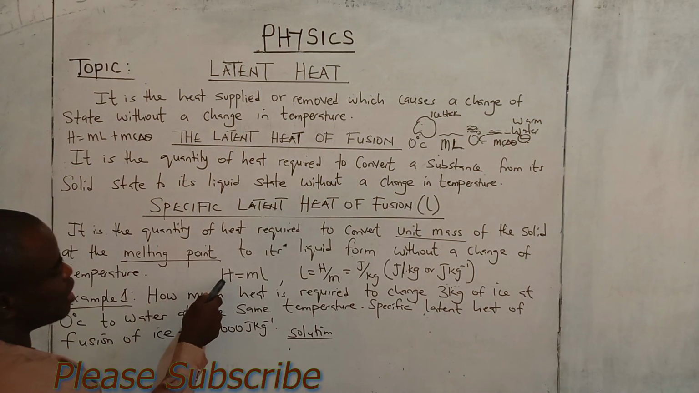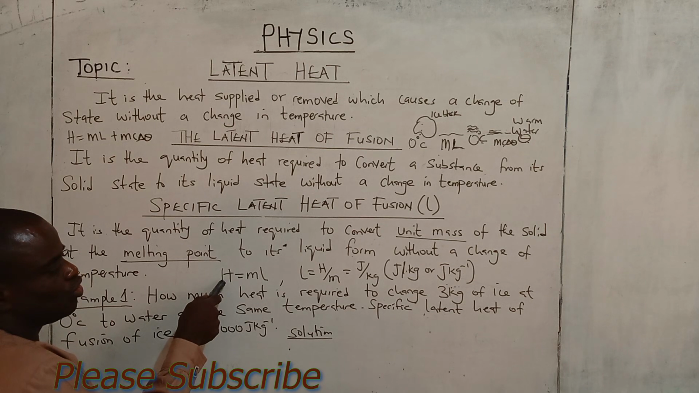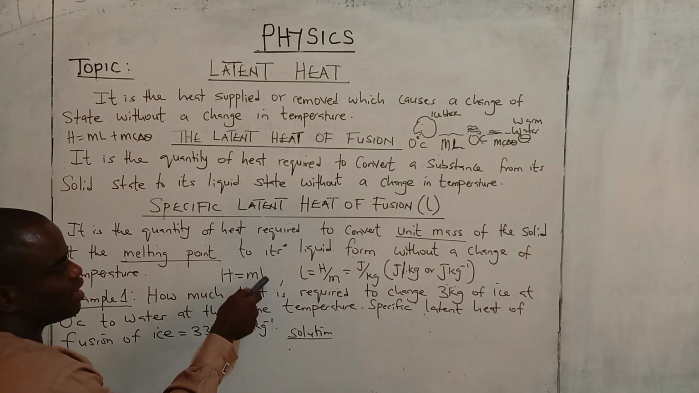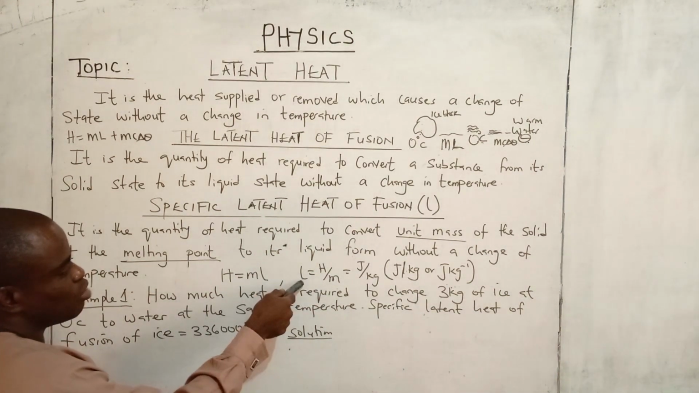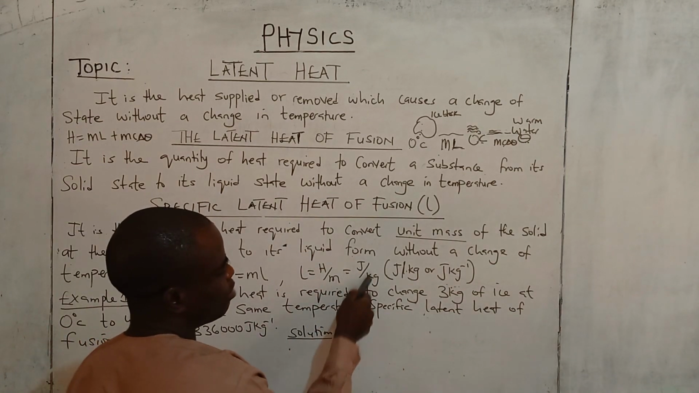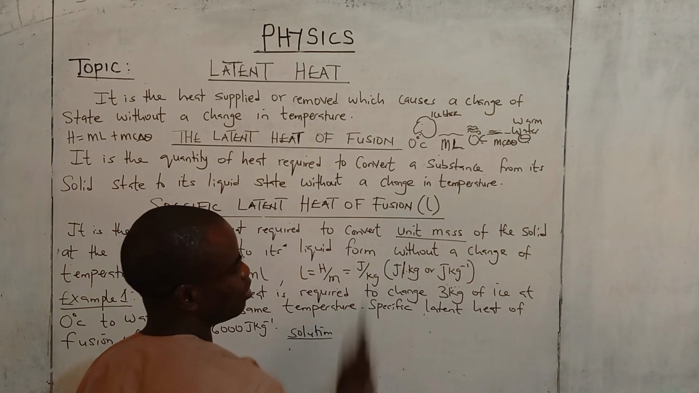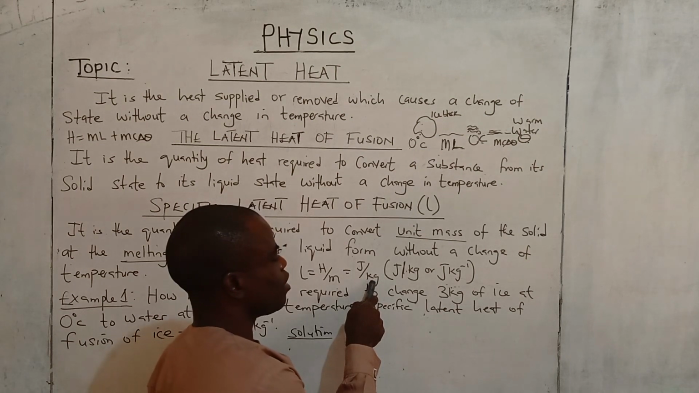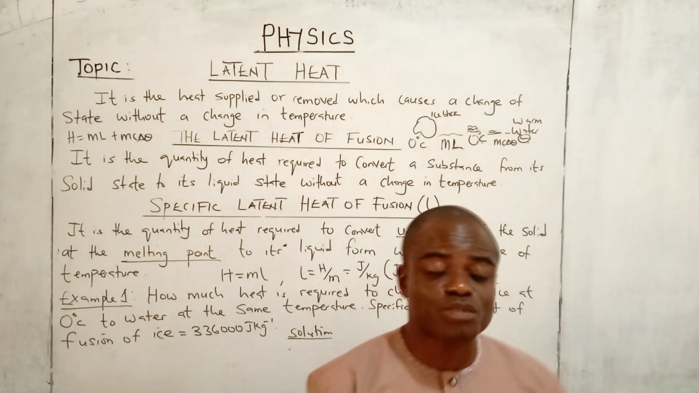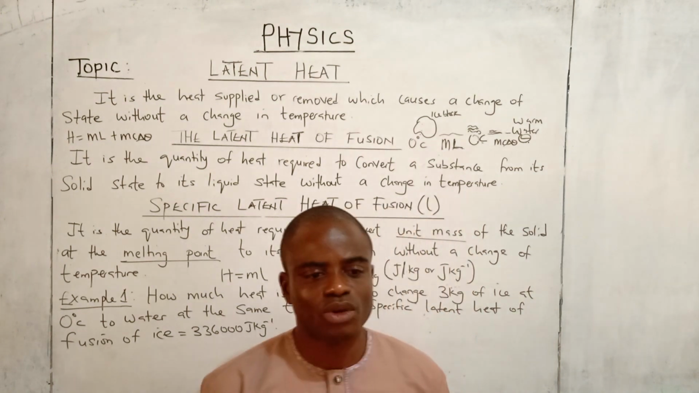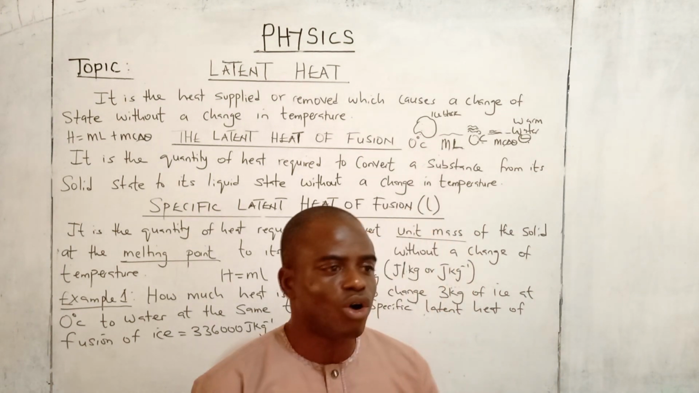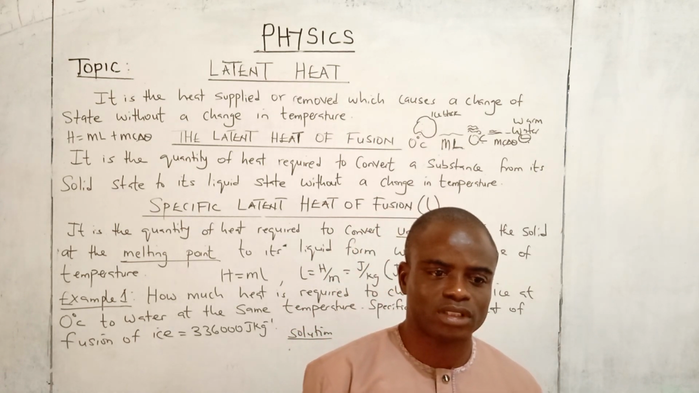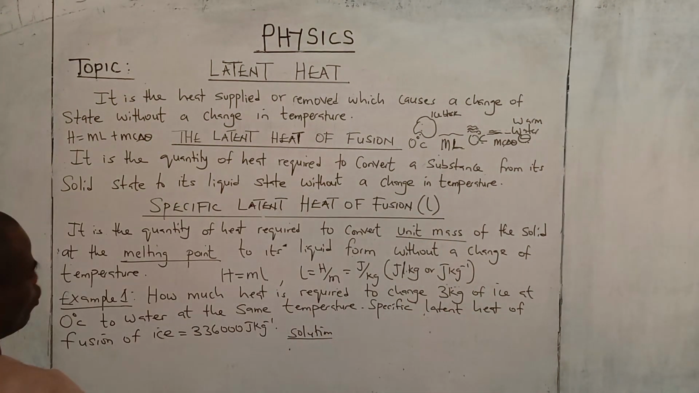When you're writing the formula, it will be H equals mL. H is the quantity of heat supplied, m is the mass of the solid, and l is the specific latent heat of fusion. When you make l the subject of the formula, it becomes H over m, with unit joules per kilogram. The unit of specific latent heat is joules per kilogram, but the unit of specific heat capacity is joules per kilogram per Kelvin, and the unit of heat capacity or thermal capacity is joules per Kelvin. Please take note.